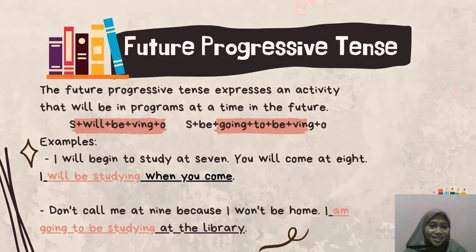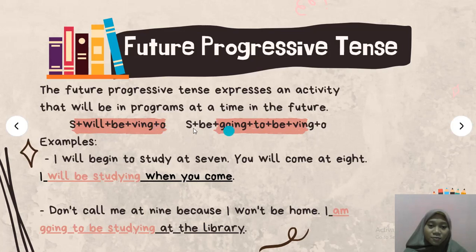The second of the future tense is future progressive tense. Have you known about this tense, progressive? Progressive tense, the characteristic of this is be plus verb ing to indicate the event that is ongoing, still ongoing. So the future progressive tense expresses an activity that will be in progress at a time in the future.